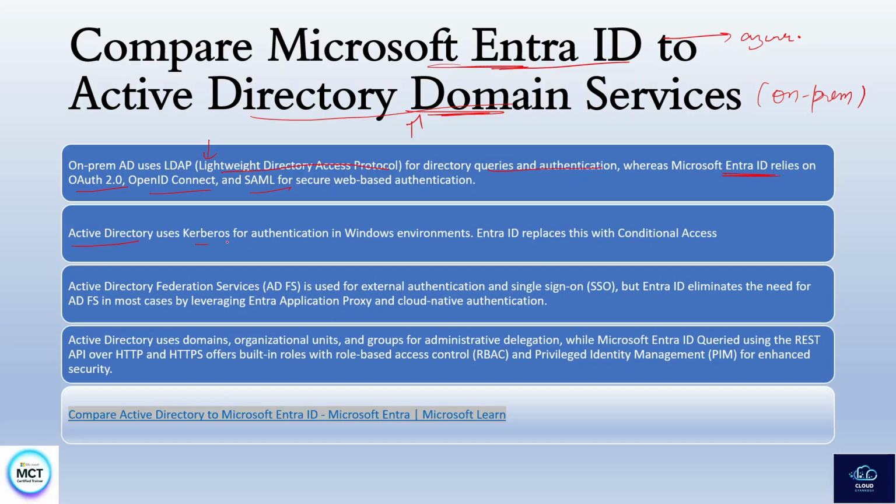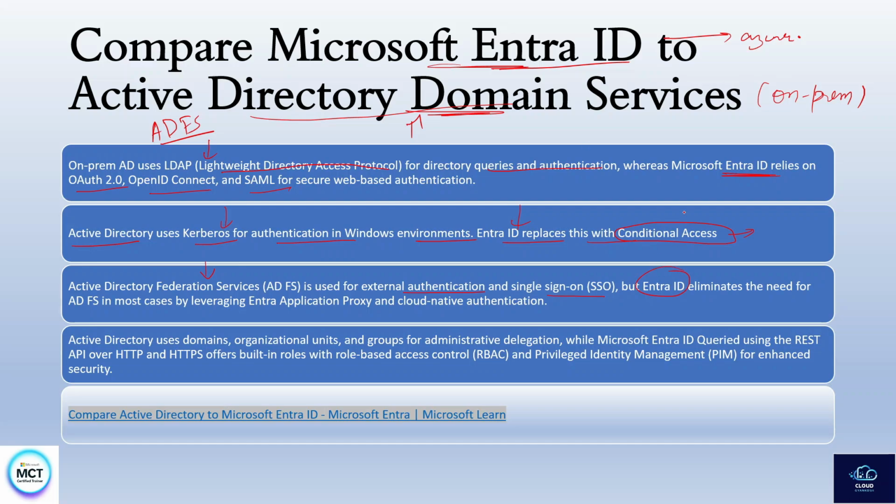Active Directory uses Kerberos for authentication in Windows environment. Entra ID is with conditional access. Okay, so always remember, on-premises uses Kerberos or NTLM for authentication, whereas Entra is using conditional access. Then we have federation service. I told you if there are some external authentications which need to be provided, for that, in on-premises, along with ADDS, we use a service known as ADFS. So Active Directory Federation Service, which is used for external authentication and single sign-on.